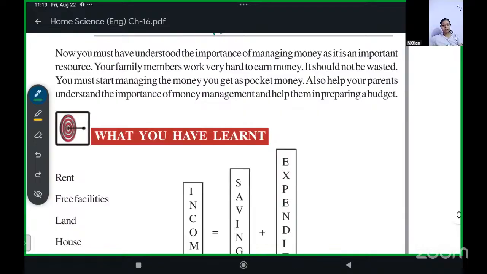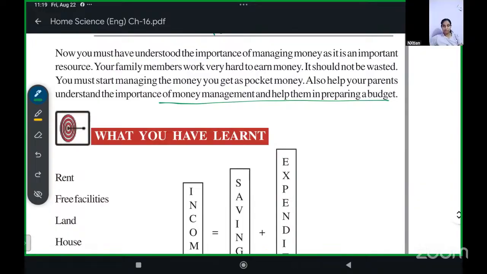Now, you must have understood the importance of managing money as it is an important resource. Your family members work very hard to earn money. It should not be wasted. You must start managing the money you get as pocket money. Also, help your parents understand the importance of money management and help them in preparing a budget. You can ask your parents if they are preparing a budget. Do you all know if they prepare a budget or not?